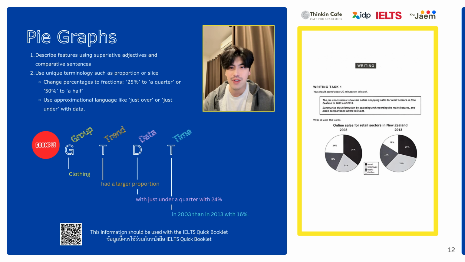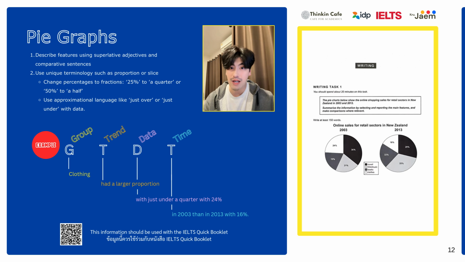So with the description of a pie graph, a lot of the grammar is quite similar to a table and a bar graph as well, except the type of grammar that we're going to be using now would focus primarily on superlative adjectives and changing percentages to fractions and using approximations such as just under or just over, because we can't say approximately or roughly in the description of a pie graph because the data is very clearly written for us. So therefore, with a pie graph, it should be a lot easier than the other diagrams.